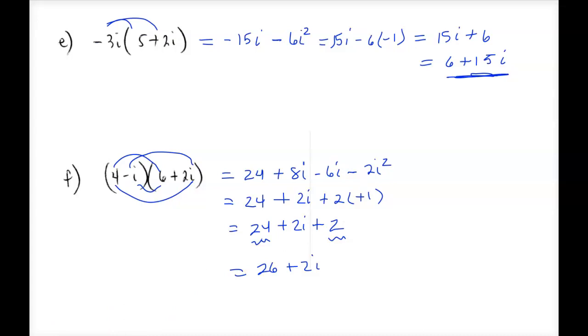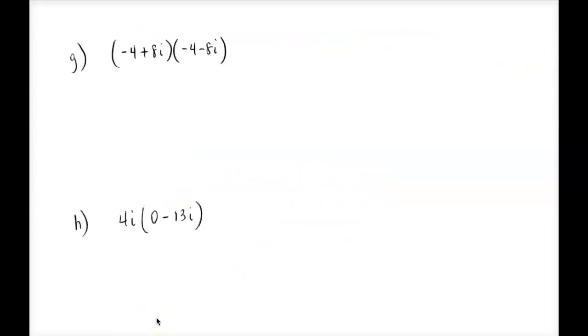So our final answer ends up here being 26 plus 2i. For this next example, please note that this complex number and this one are both conjugates of each other. And so remember, we learned that whenever we have a complex number being multiplied times its conjugate, the shortcut is just to know that the answer is going to be a squared plus b squared, and that's going to equal out being a real number.